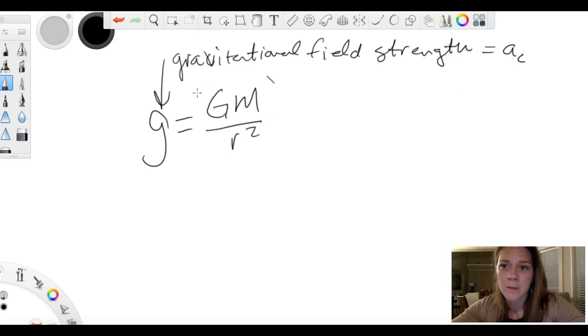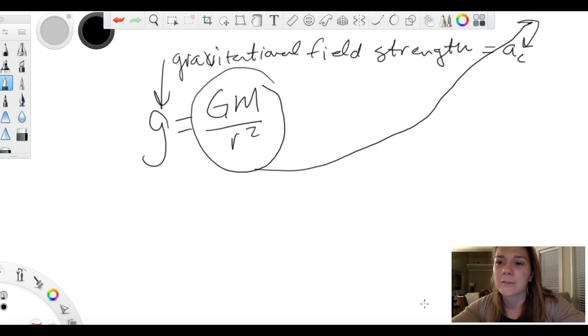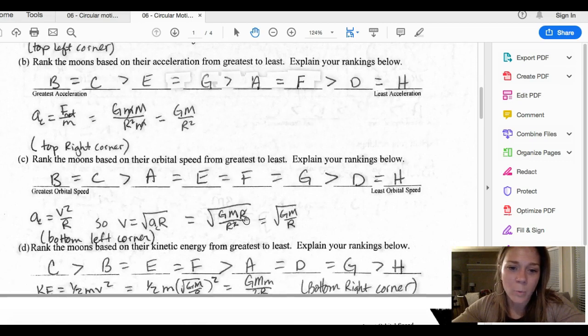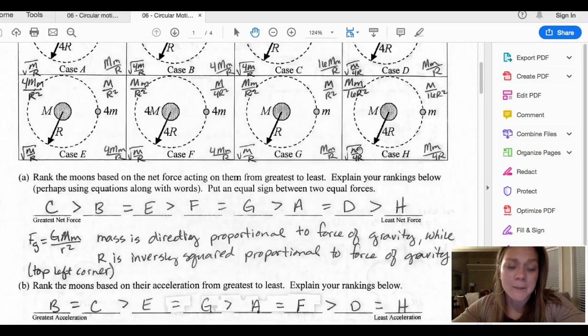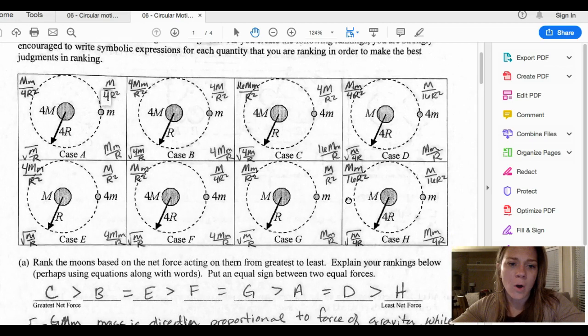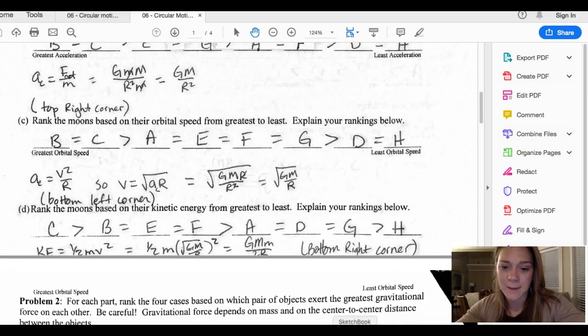So what I have done is I've plugged this in for the centripetal acceleration. And when I do that, you can see that you end up with one of those r's canceling out. And so whenever I rank them, I'm going to take the square root of GM over r. And of course, the m and the r are the only two things that are changing. So that's how I did that one.